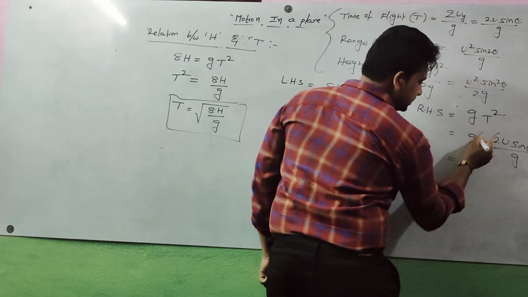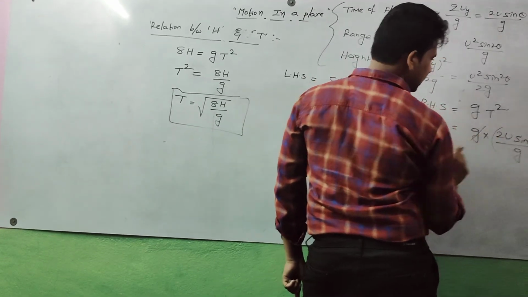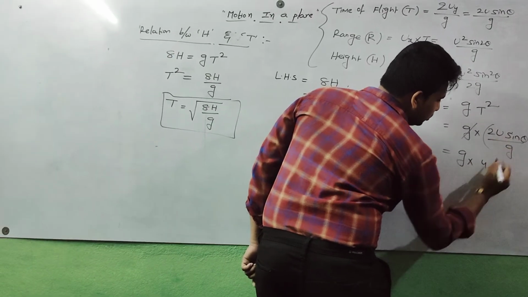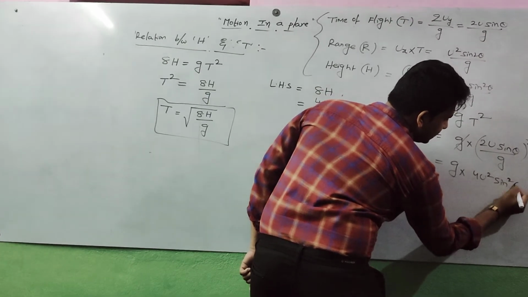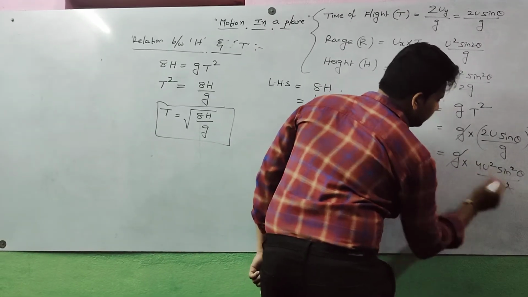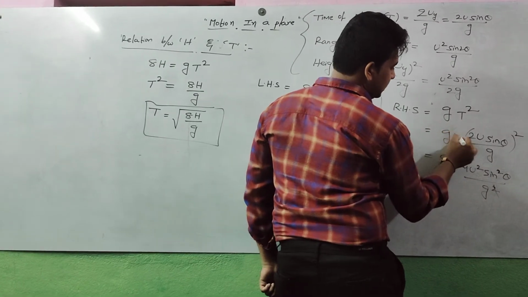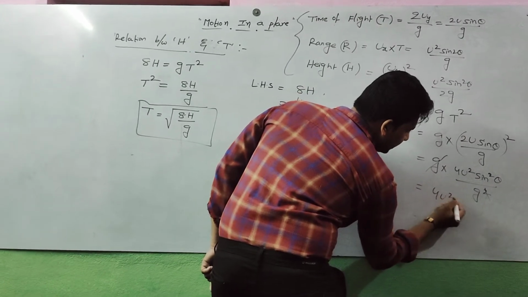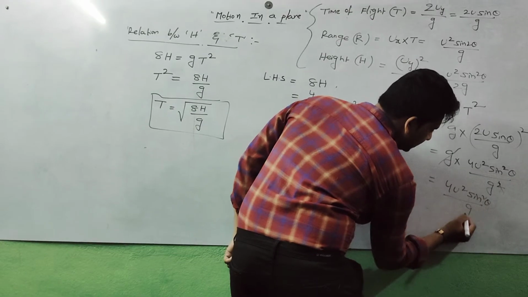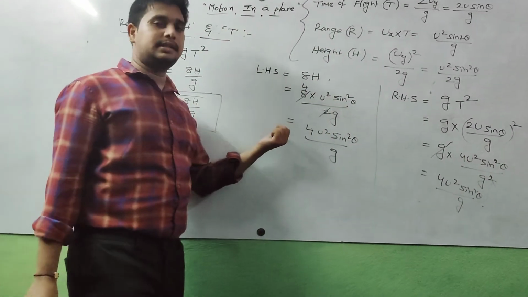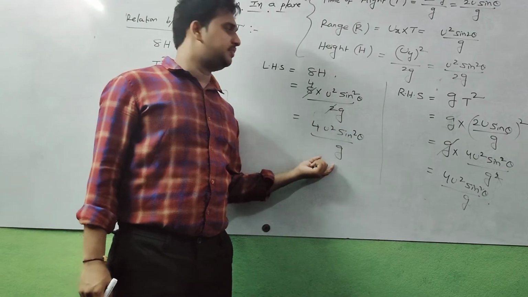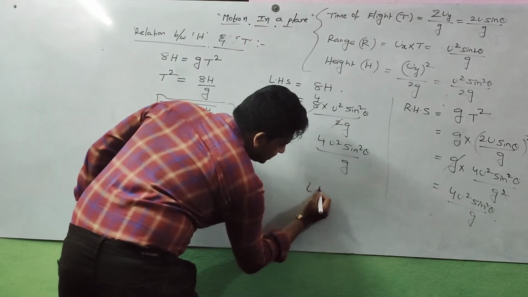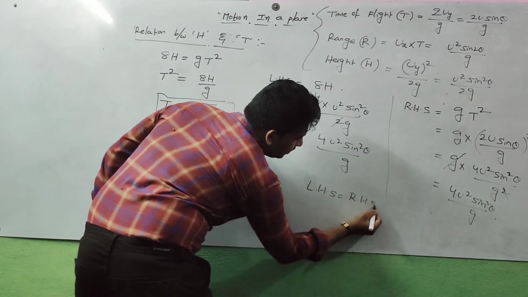So from this, g into 2u sine theta by g whole square. 2u sine theta whole square means 4u square sine square theta by g square. G square cancels here, so we got 4u square sine square theta by g. This is the RHS. What did we get for LHS? 4u square sine square theta by g. And RHS? 4u square sine square theta by g. So LHS is equal to RHS. Hence proved.